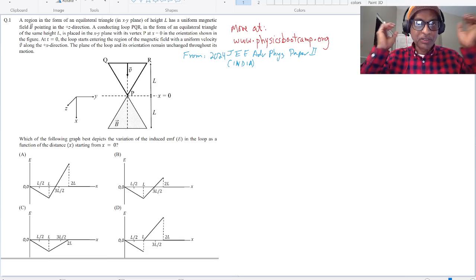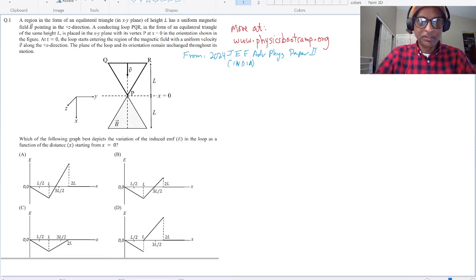Hello everyone, welcome to another problem session. So today we are starting on this problem from the Indian JEE Advanced 2024 Physics Paper 2.